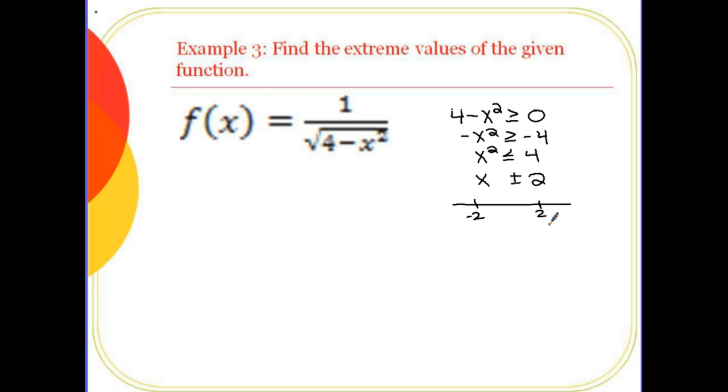No. Do not, because it would be 0. Well, you can take the square root of 0, you just can't divide by 0. Yeah, these are going to be asymptotes because of the denominator.